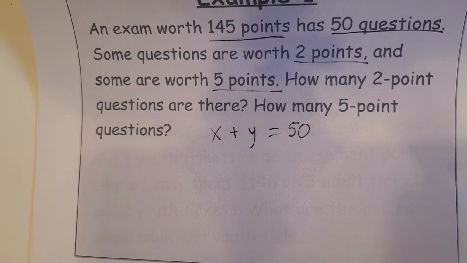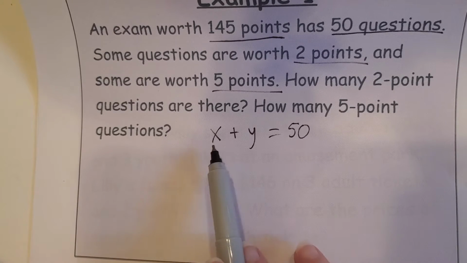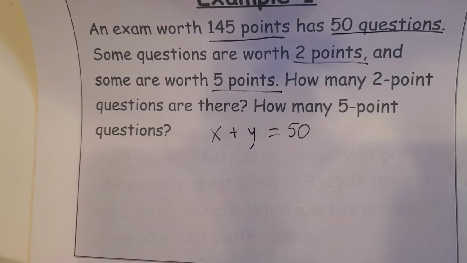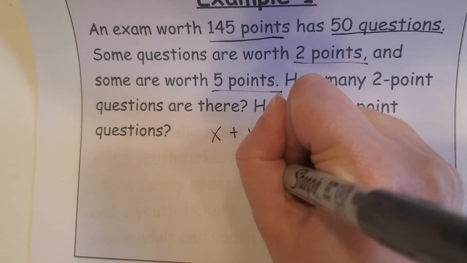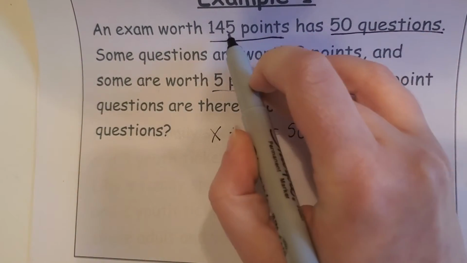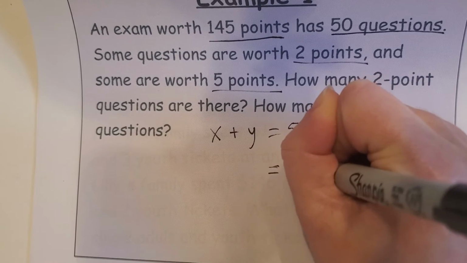A lot of times I like to use X and Y. In reality, you could use whatever variable you want. If you wanted T for 2-point questions and F for 5-point questions, that's up to you. I know we've been used to X and Y, so I might use that more often, but we'll see how it goes. So we're going to deal with X and Y. So the total point value, we know, has to add up to 145.